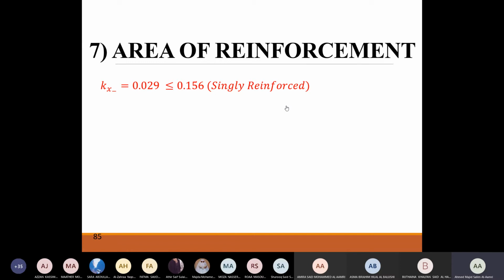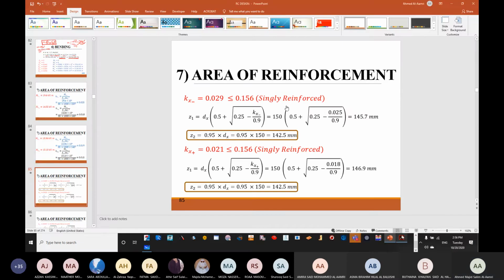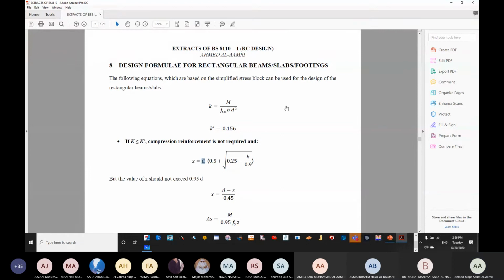Now after checking K, the next step is to calculate Z. We said K, after K is Z, after Z we have As. So Z1 is d into 0.5 plus the square root of 0.25 minus K divided by 0.9. Since we are calculating for x, you should be using dx. Since you are calculating for Kx negative, you should be using Kx negative. The general equation says d and K. Since we have dx and dy, you should be using the correct one. Since we have Kx and Ky, you should be using the correct one as well.